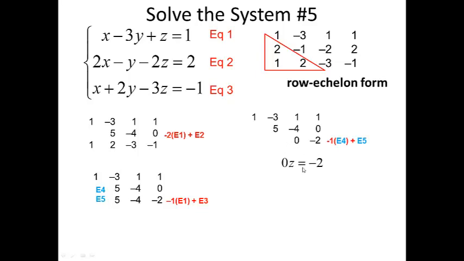Now look what happened here. I get 0z is equal to -2. That means 0 is equal to -2. When is that going to happen? Never. This is one of those where there's no solution. Okay, that means that the planes don't intersect in one place. Somehow something's parallel or something unusual like that.